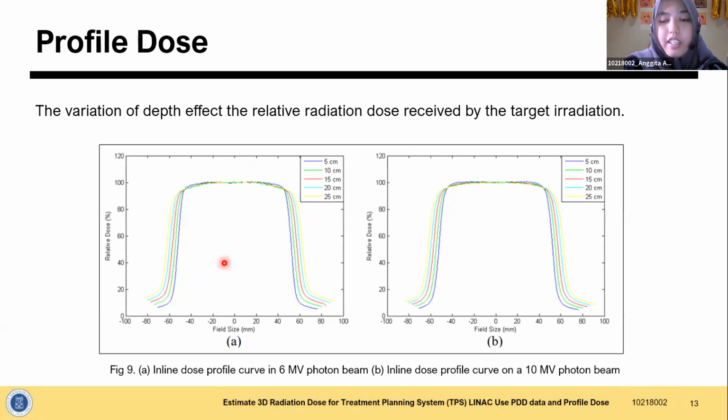Because in this research we use an isodose curve, to show the distribution of radiation dose. Then cross-line and inline are derived from the dose profile. So that's why both curves have a similarity.